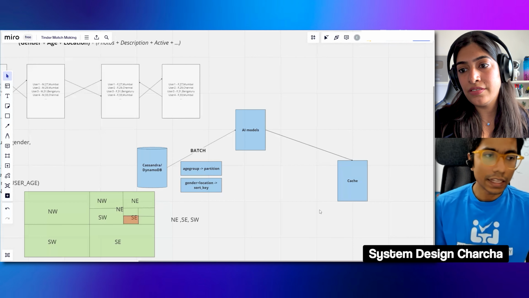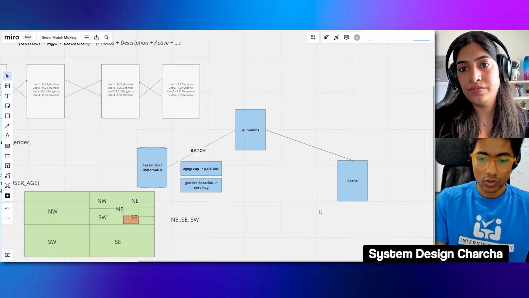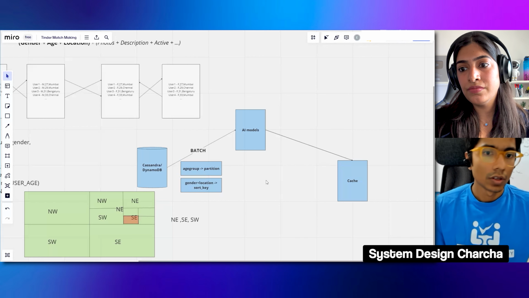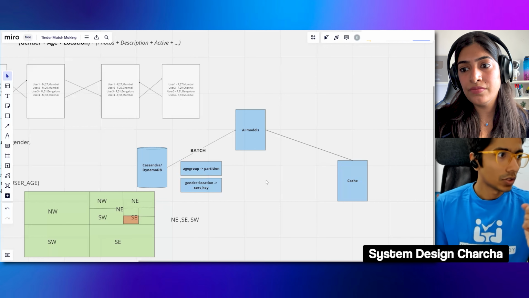Also, debouncing can be done if you're swiping right very quickly. You don't send so many requests to the server, just one request is sent. And then you're doing this computation anyway once a day. Correct. So this part we have simplified a lot. I think we have looked into this.